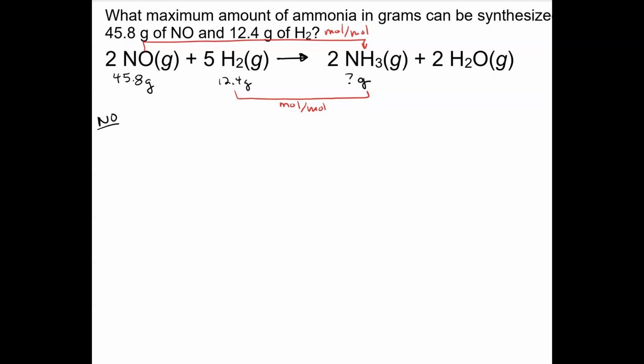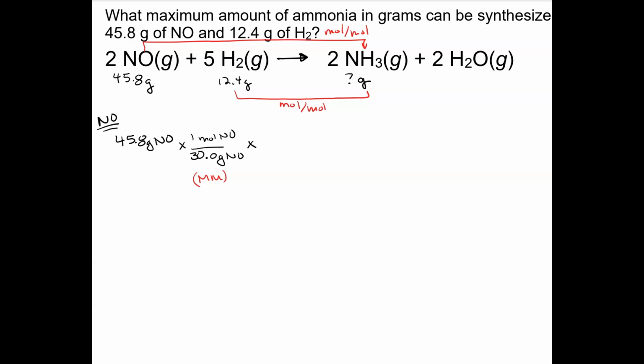For NO, I have 45.8 grams of NO. And notice on this, I'm going to be writing the chemical species next to the unit because it's going to help me figure out which direction my stoichiometric ratios need to go. So 45.8 grams of NO. To get from mass of NO to moles, I'm going to use the molar mass. And I've already calculated that. That's 30.0 grams of NO per 1 mole of NO. So just a reminder, this is molar mass. So now I am in moles of NO.